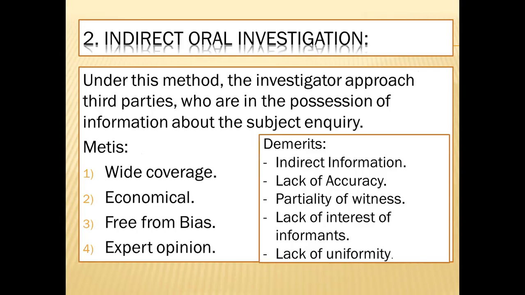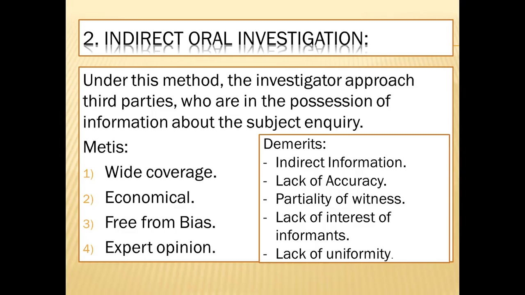Okay, the next is indirect oral investigation. How does indirect oral investigation work, we'll discuss here. Under this method the investigator approaches third parties who are in possession of information about the subject of inquiry. Means person 1 and 2, then a third. Through a third person, the information will be collected. So this is indirect oral investigation.